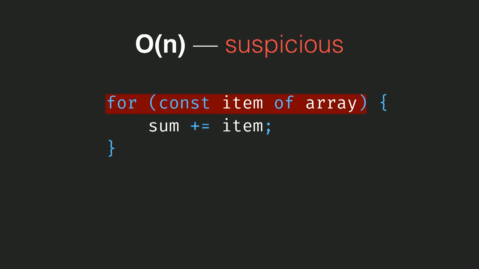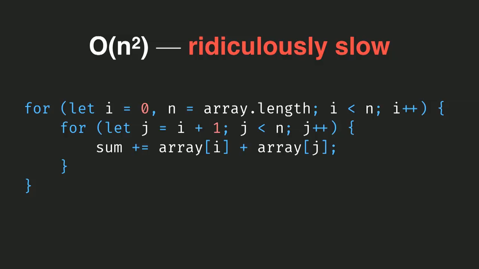Then there's the next category, linear complexity, O(n). You can easily spot it if there's a loop in your code. We'll call this category suspicious, because linear complexity can easily grow into much slower complexities, and I'll show you how. The next category is O(n squared), the so-called quadratic complexity. You can spot it, for example, when you have nested for loops. And this complexity means your code is ridiculously slow.